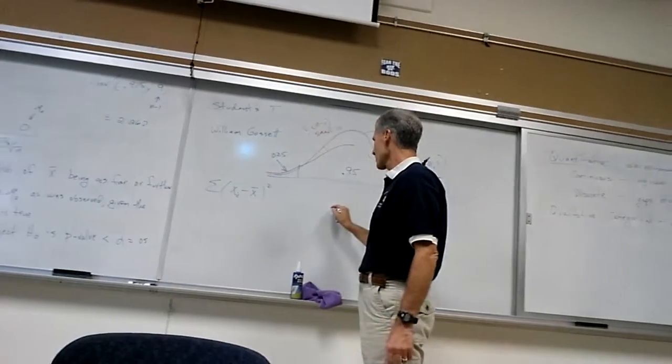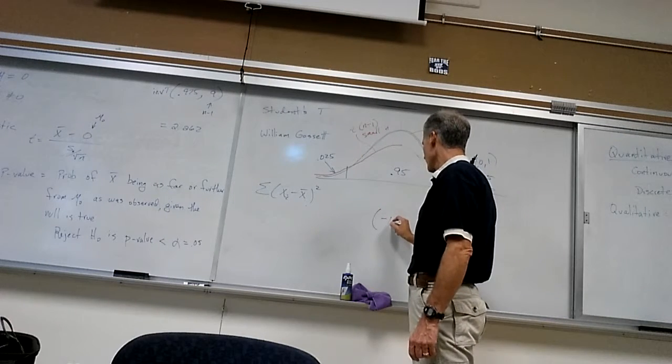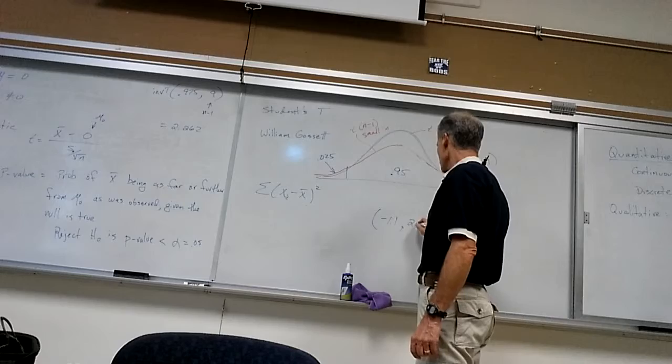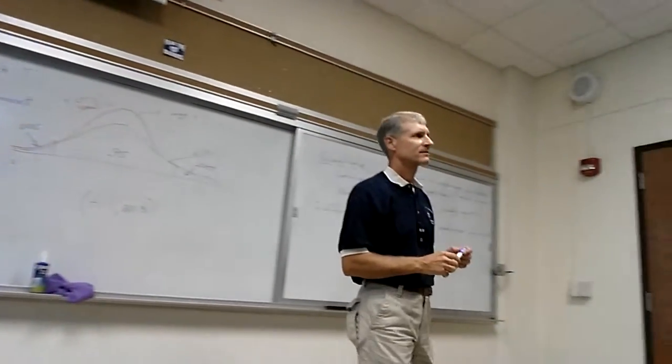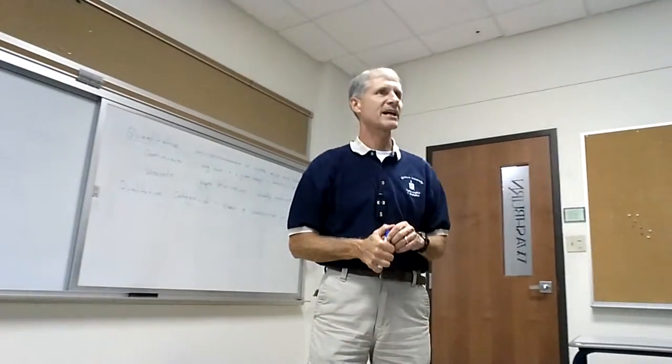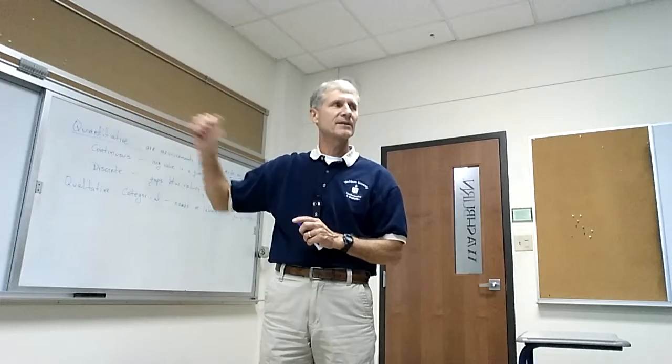But let's say I do a confidence interval and I get, for this hypothesis, negative 1.1 to 20.3. That's my 95% confidence interval. Do I reject the null or not?